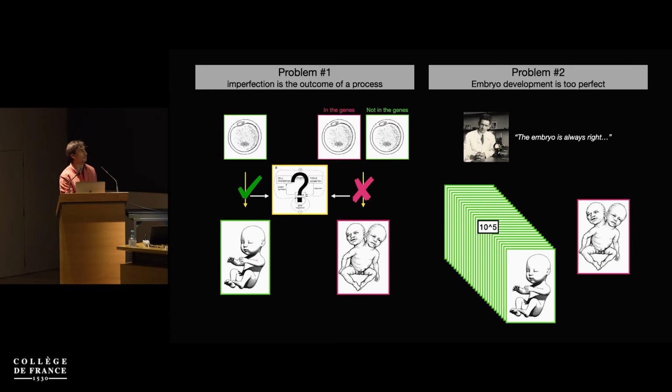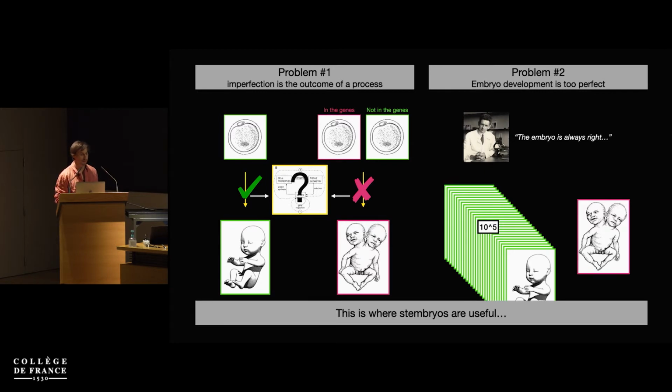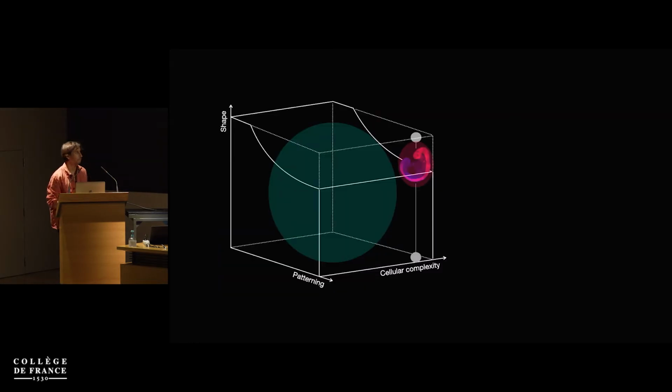At the same time, the problem is that embryo development is too perfect. The embryo is a master of robustness. The embryo is always right, as Victor Hamburger put it. And this is actually where stembryos are very useful. Because if you think about stembryos and embryos in a state space, and now let's put shape, patterning, and cellular complexity on the axes, then the embryo actually occupies a very, very small part of the state space, whereas the stembryo occupies a very different and also a much larger part.